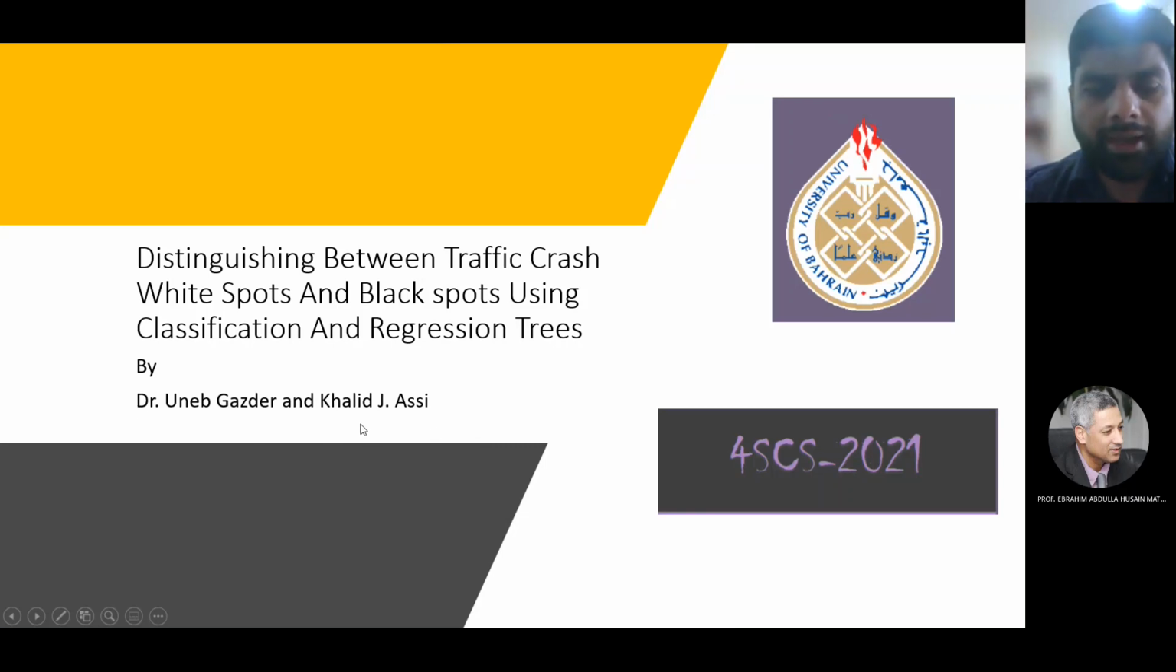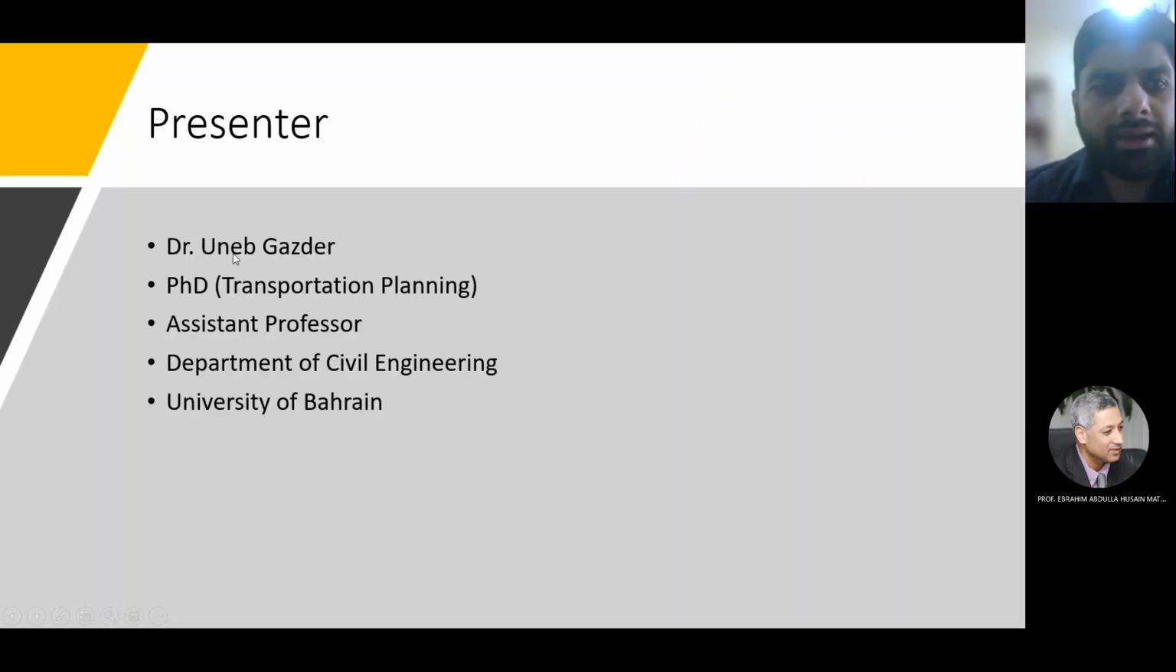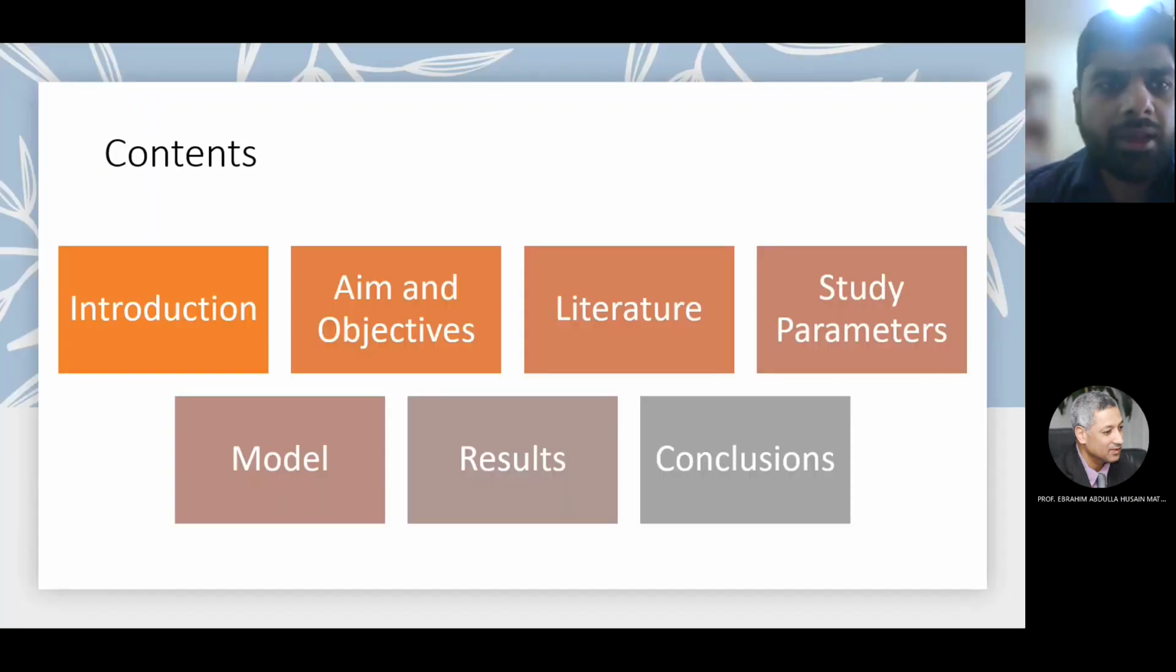My colleague Dr. Khalid Asi, who is from King Fahd University of Petroleum and Minerals, was a co-author with me on this paper. I'm a PhD from King Fahd University of Petroleum and Minerals. My area is transportation planning. Currently, I'm working as an assistant professor in the Department of Civil Engineering, University of Bahrain. These are the contents of my presentation. I will give you a brief introduction about the topic, then aims and objectives of the study, then some things from the literature, study parameters which we have used. I will present the model and the results and the conclusions.